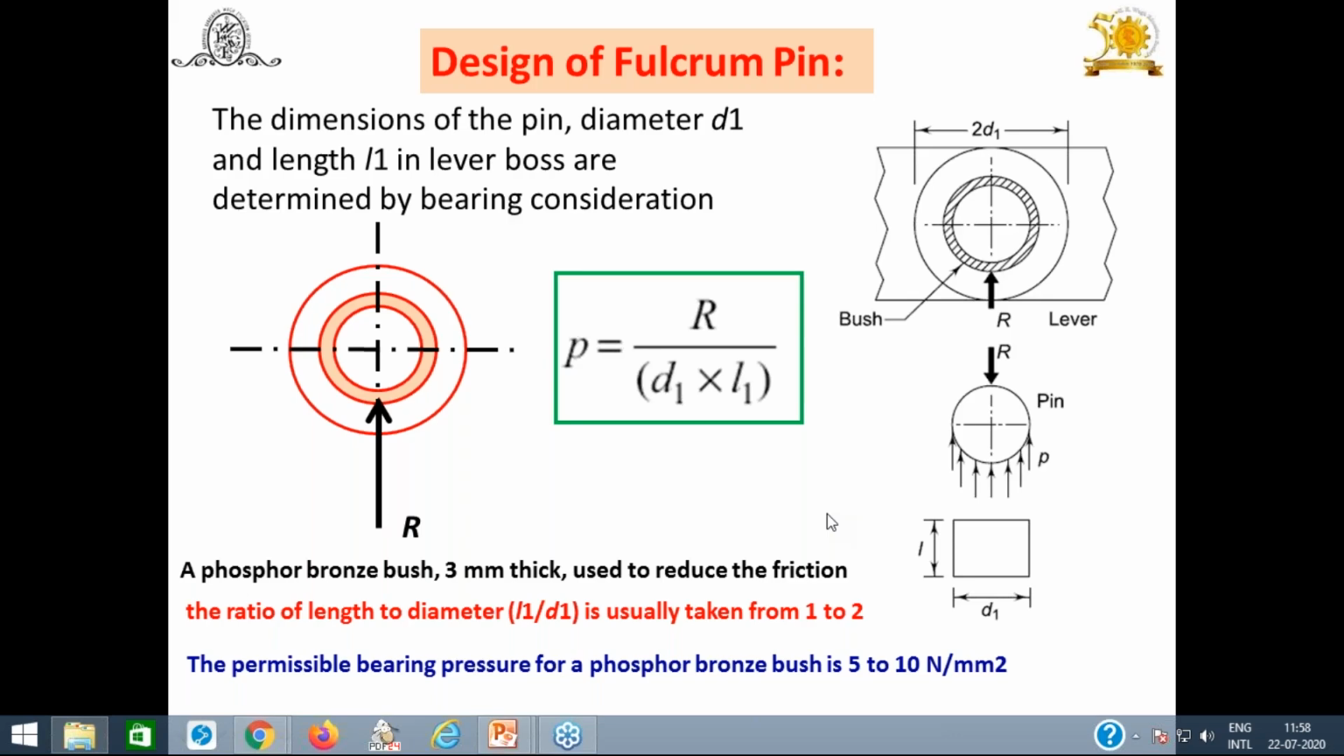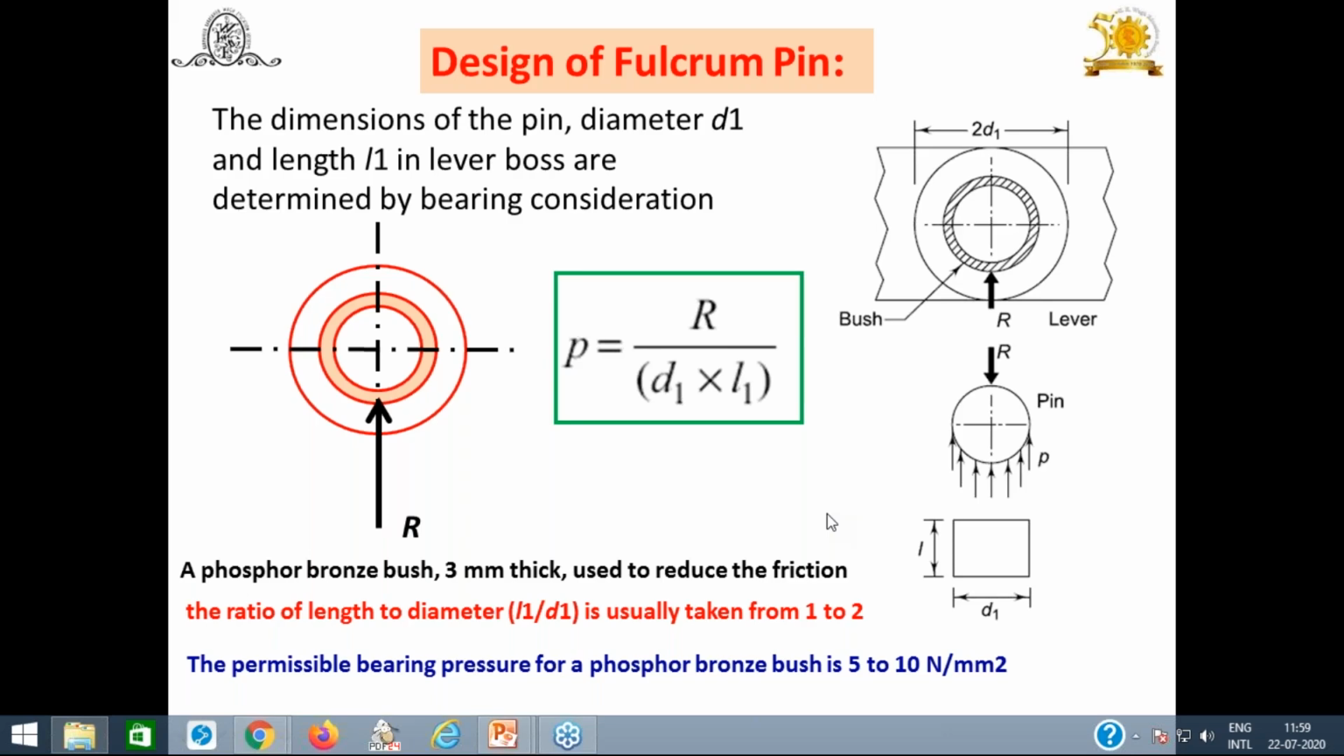Based on the type of cross section, rectangular, elliptic, or I, you can find the I and y, and use the simple equation sigma b is equal to M b y by I. You will get the cross section dimensions. The third step is the design of the fulcrum. The lever is going to rotate at the fulcrum pin, so we have to consider the reaction at the pin for the design of the fulcrum pin.